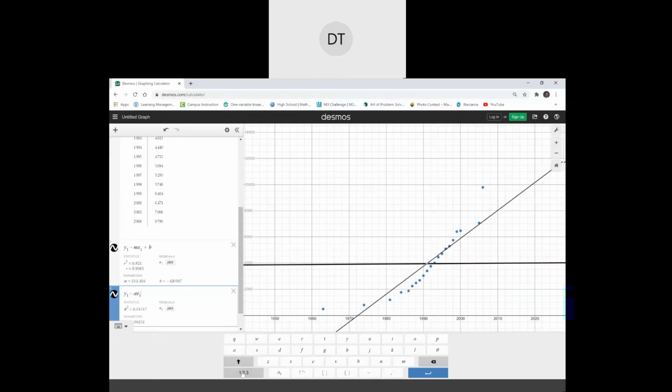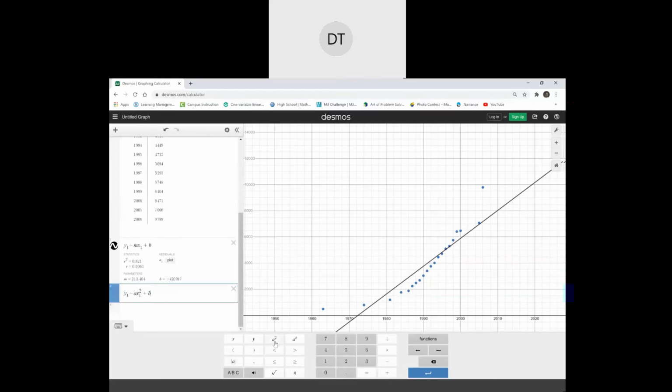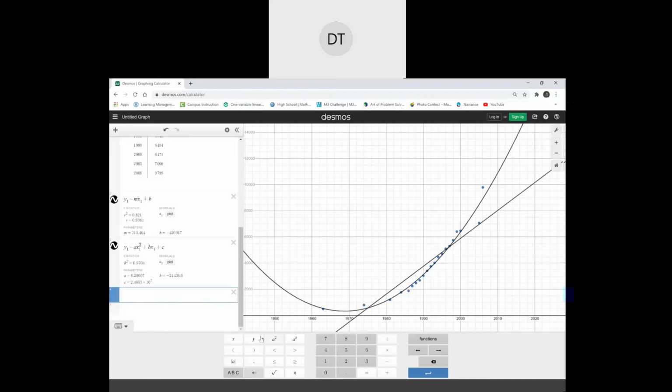ax1 squared plus bx1 plus c. So the quadratic model is interesting, but we can't really make an argument for the quadratic model since we don't know anything about what happened before 1960. We don't know any of the data before 1960, even though this does appear to be an even stronger model than the linear.